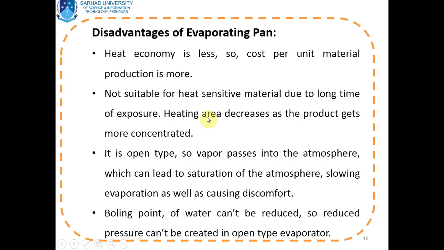There are certain disadvantages of the evaporating pan, including that heat economy is less, so the cost per unit of material produced is more. Secondly, it is not appropriate for heat sensitive material because the material is exposed to heat for a long time. Heating area decreases as the product gets more concentrated, and that's why the rate of evaporation decreases when the product becomes concentrated.